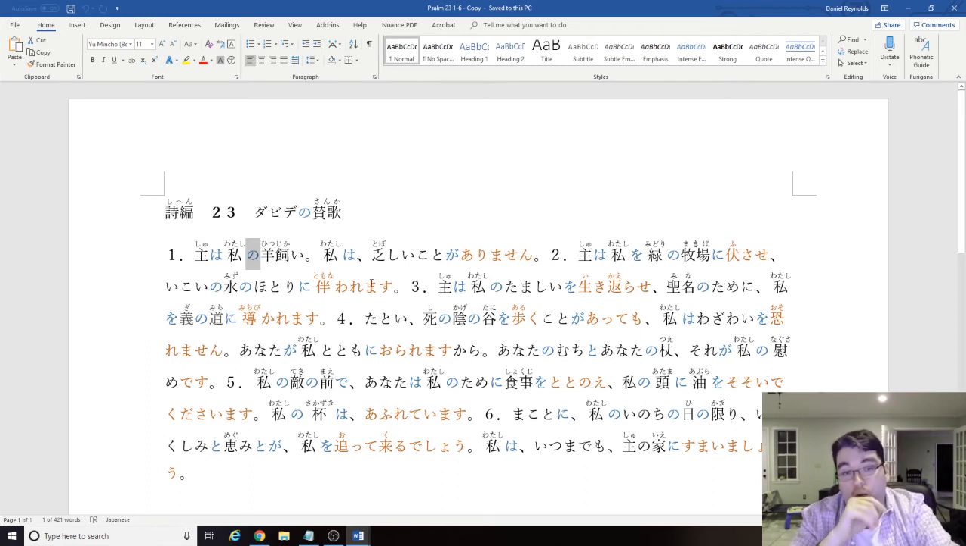The red is for verbs. The verbs are very important here because verbs have a lot of functions in Japanese. So without any further ado, let's begin. I've written everything in Hiragana here so everybody would be able to understand. So again, this is Shihen, or Psalms. And this is David no Sanka.